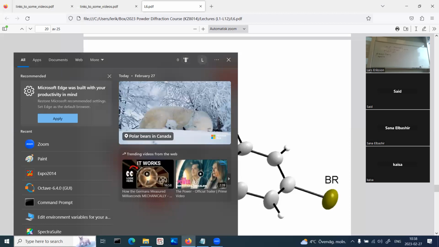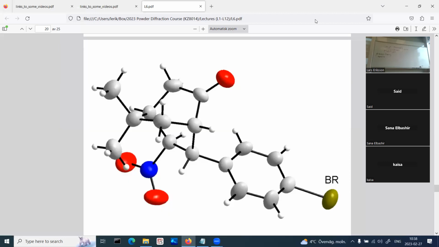For neutrons, you need to look up the scattering length, because a uranium atom, for example, is approximately as heavy as nitrogen in neutron scattering. But in X-ray scattering, it would be completely different.